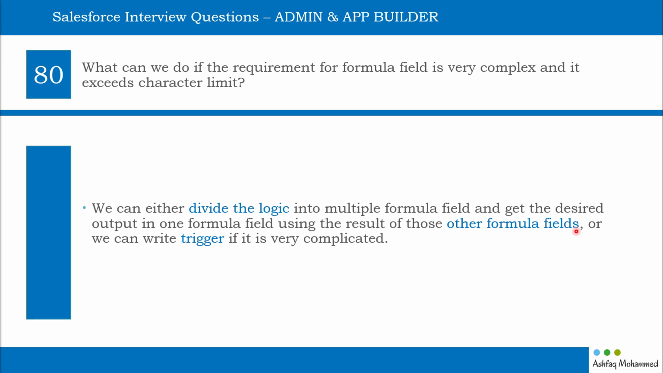But for the final field which I want to show, I'll create another, third field. The results of the two fields should show in the third field. Like that I can divide. Instead of using one formula field, I can use three fields. Two are for my background logic, just to divide the logic because it is exceeding the character limit, and the final one will be displayed on the page layout, which users can see.